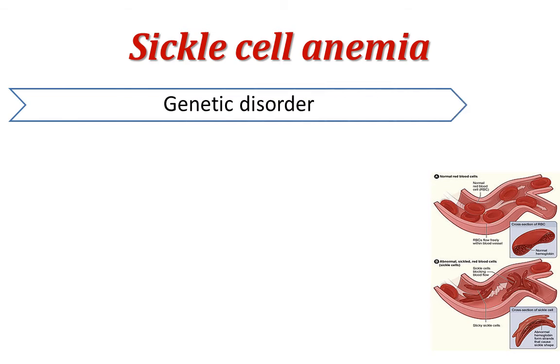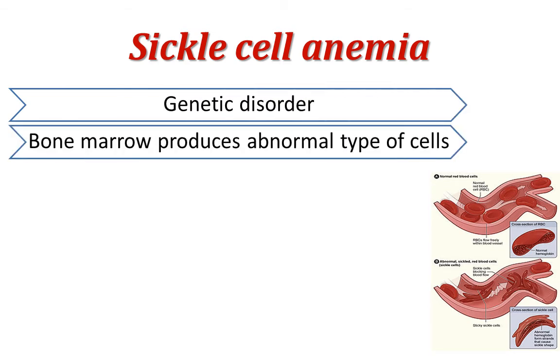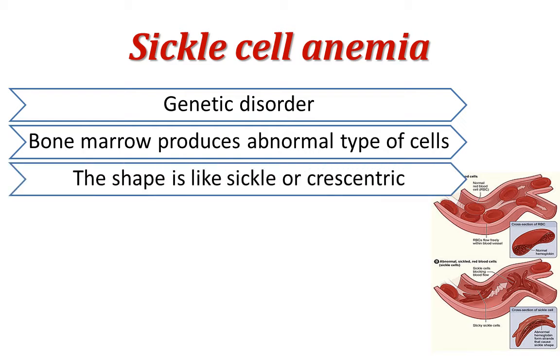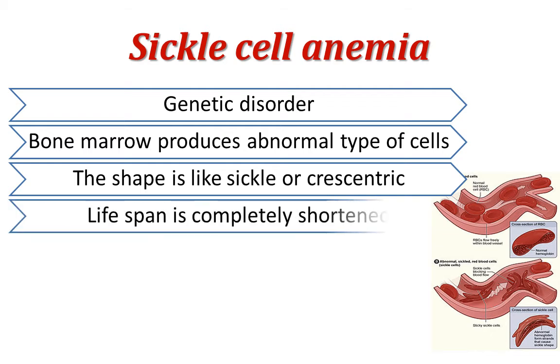Sickle cell anemia is an inherited genetic disorder. In this, the bone marrow produces abnormal cells, and the abnormal cells have a sickle shape or crescent type. The total lifespan of RBC is greatly shortened.